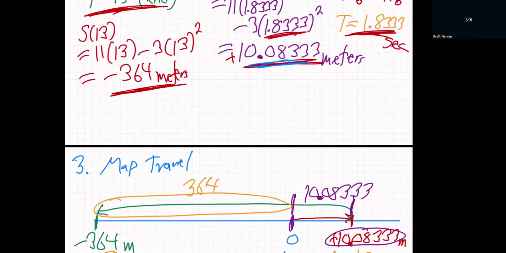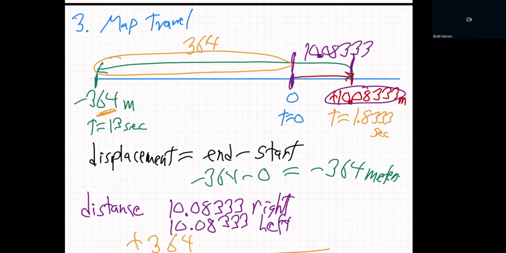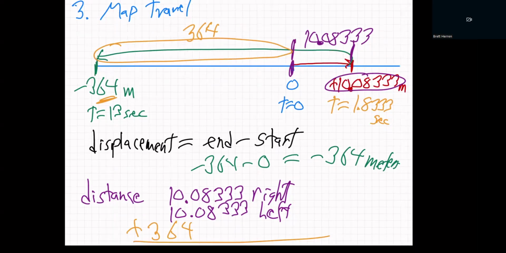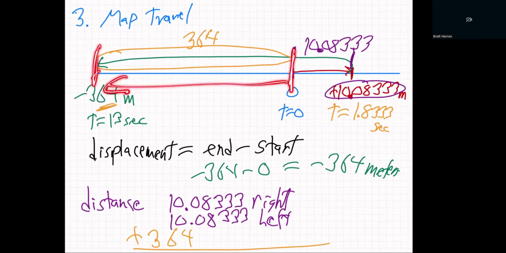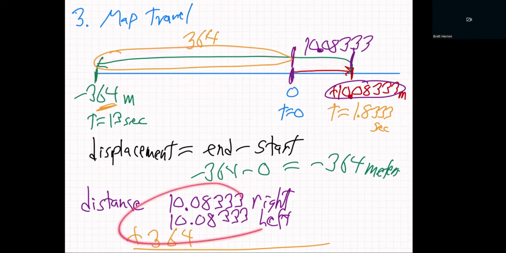Again, how do we know that? Well, looking at the map, it went right 10.083, left 10.083, and then from 0 to negative 364, that's 364. So we added up 10.083 twice, right and then left, and then 364 to the left for the total distance traveled, which is different than displacement. Displacement just means how far did it go from where it started to where it ended. It ended 364 meters to the left of where it started. But it traveled to the right and the left and then did that. So the distance was greater. And so that's how we do it.